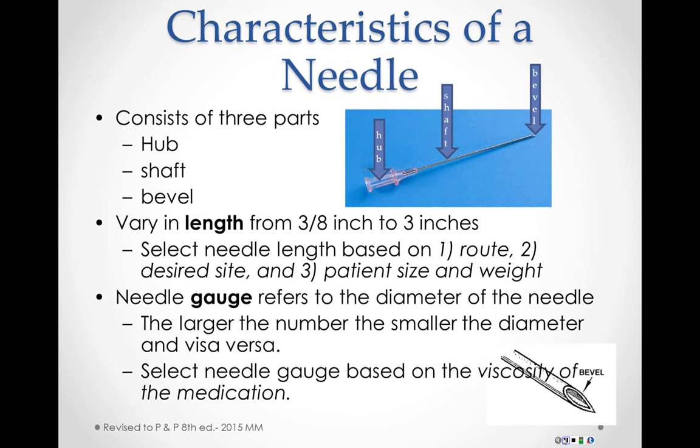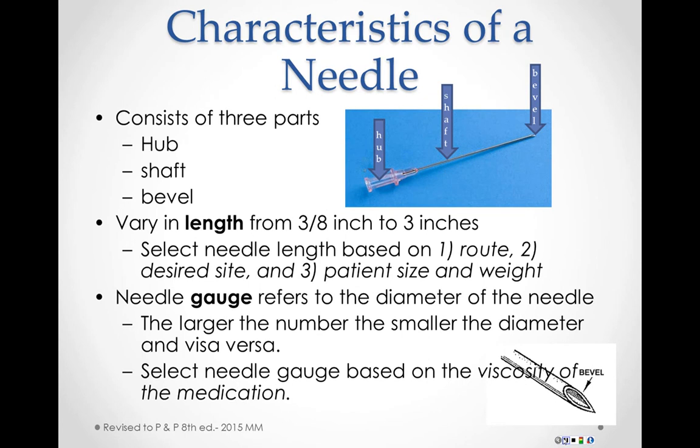Needles have two features: length and gauge. In regards to length, needles vary from 3/8 to 3 inches. The nurse chooses the needle length based on, number 1, the injection route. Does the injection need to go into the muscle, the subcutaneous tissue, or the dermis? Secondly, the nurse must also consider the site within a particular route. For example, an intramuscular injection can be given in the upper arm, the leg, or the hip.